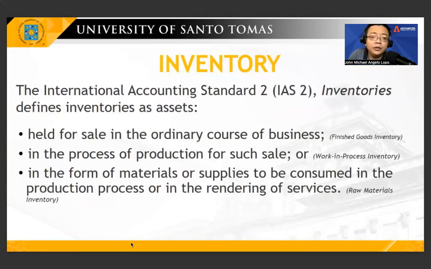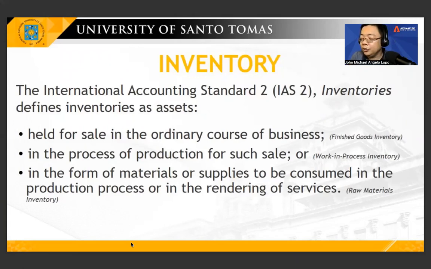Under IAS, International Accounting Standards number 2, inventories are defined as follows. There are three kinds of inventories in a manufacturing business. First, held for sale in the ordinary course of business. That's why you have finished inventory. You also have inventory in the process of production for such sales, which is called work in process. Please take note of number 1, held for sale in the ordinary course of business. That's the finished goods, meaning it is already finished.